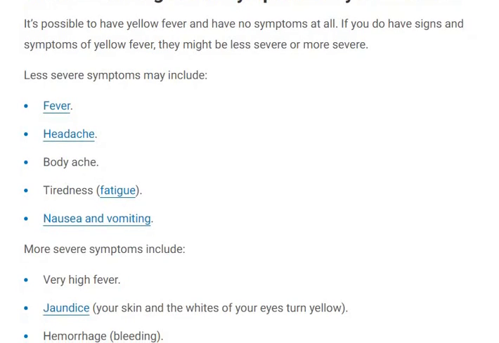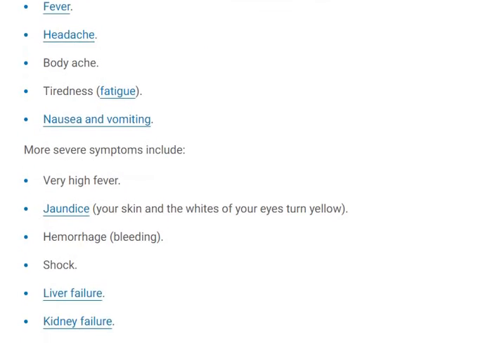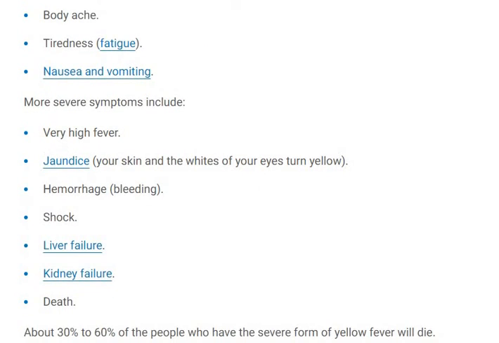Next, there are some conditions of more severe cases. These are a very high fever and jaundice. Jaundice is when the skin and whites of your eyes turn yellow. It means the color of the skin turns yellow, and the color of the eyes becomes yellow. The color of urine also becomes yellow. This is a symptom of yellow fever.